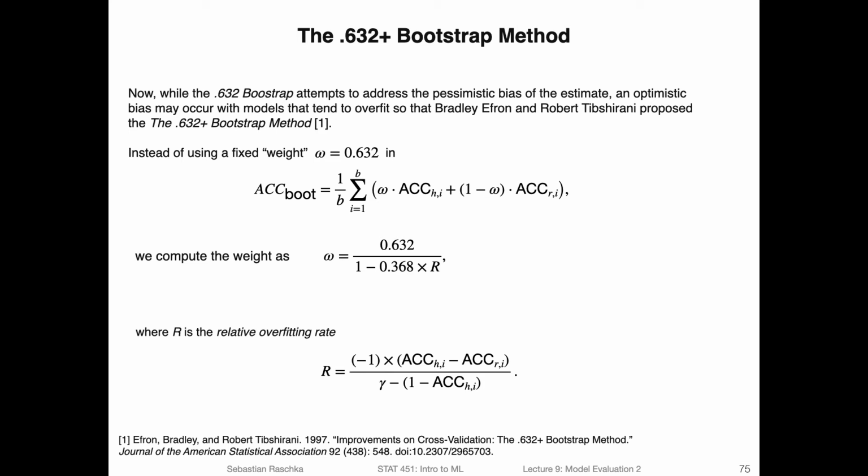Now, the story is not over. So the 0.632 bootstrap attempts to address the pessimistic bias of the out-of-bag estimate, which results in an optimistic bias because now we also have the resubstitution accuracy. So we have both the out-of-bag accuracy and the resubstitution accuracy, and this could now lead to a more optimistic bias.